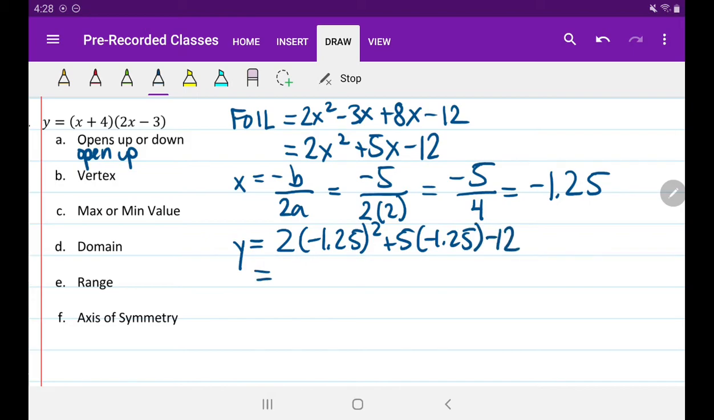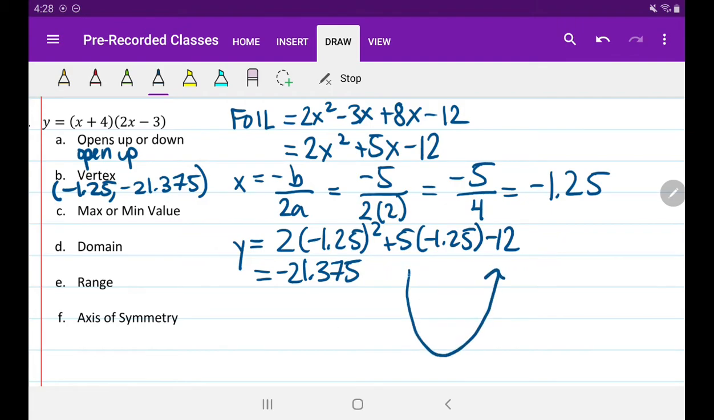Okay, so -1.25 squared times 2 plus 5 times -1.25 minus 12. And so we're going to get -21.375. So then we can say our vertex is going to be (-1.25, -21.375). And so we said that this is going to be opening up. So it would look like this.